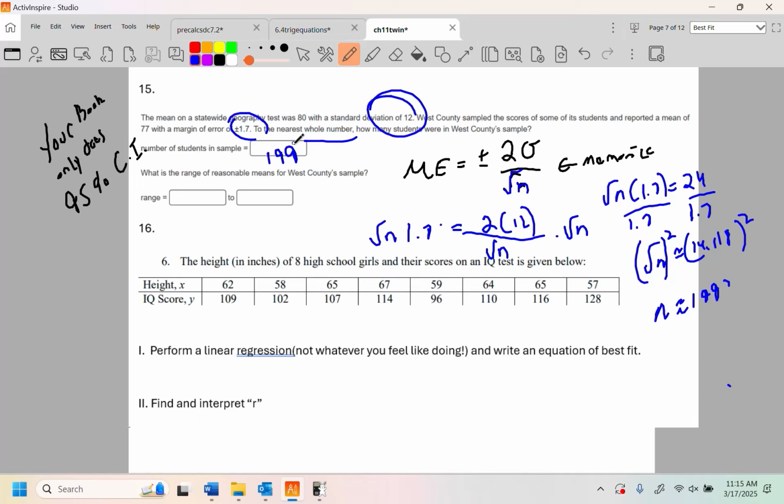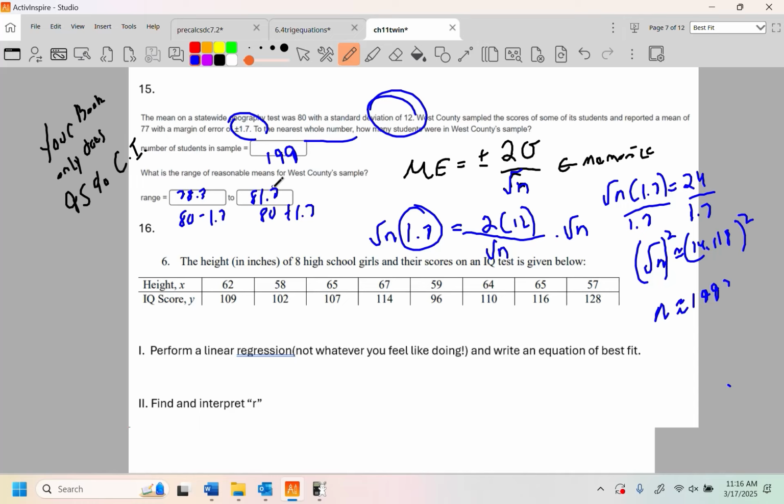All right, what is a reasonable range of means for the West County sample? That's going to be 80 minus the 1.7. This part I was doing right. To 80 plus 1.7. So 80 minus 1.7 is 78.3, and 81.7 when you add.